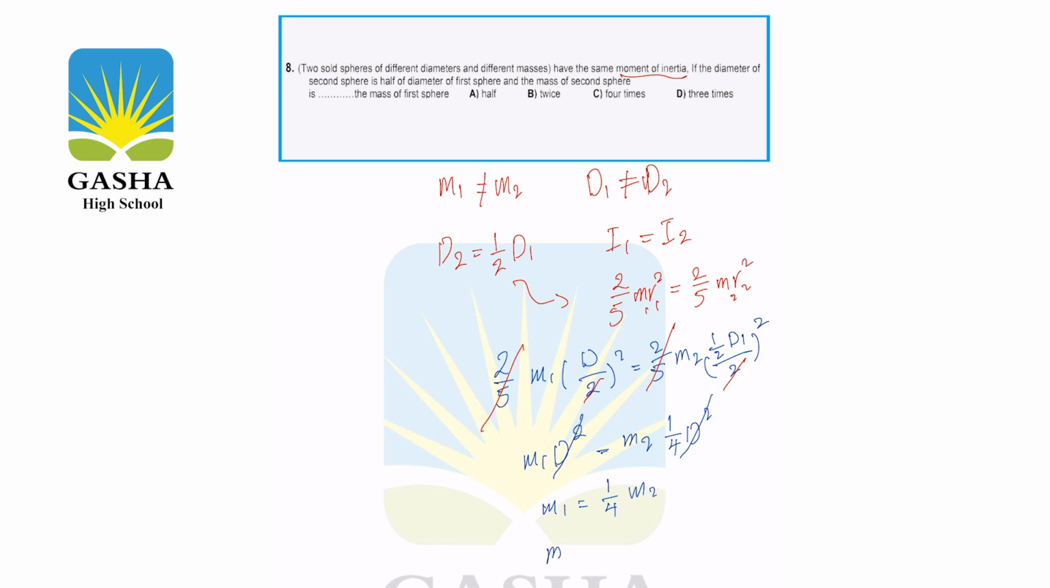What about m2? Because we have to find the mass of the second sphere, and the mass of the second sphere is equal to 4 times the mass of the first one. So C is the correct answer. Okay, so let's move on to question number 9.